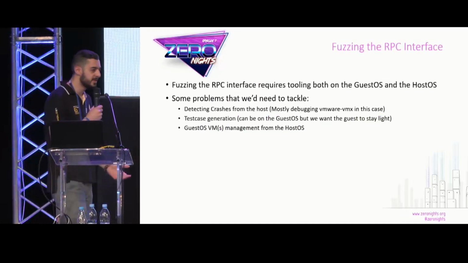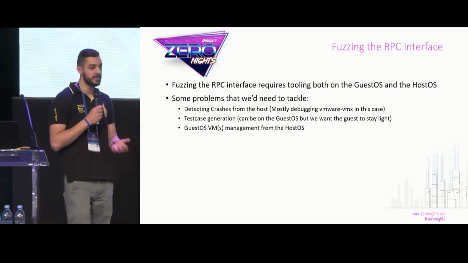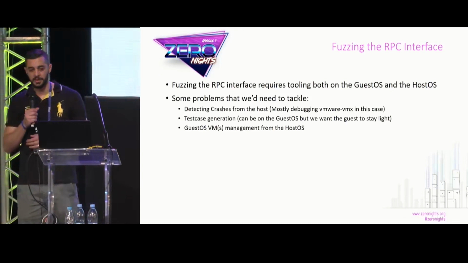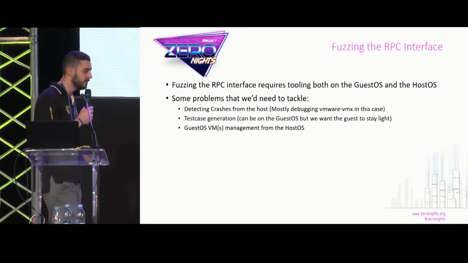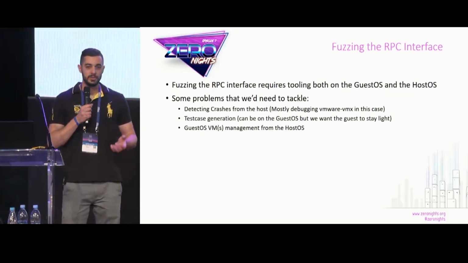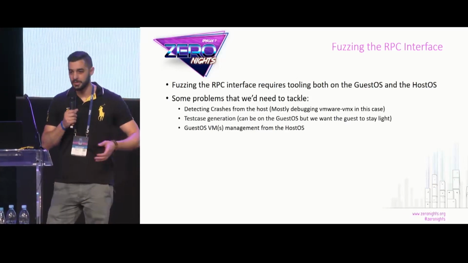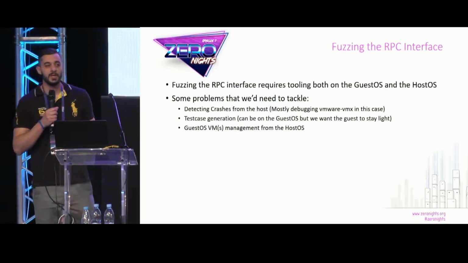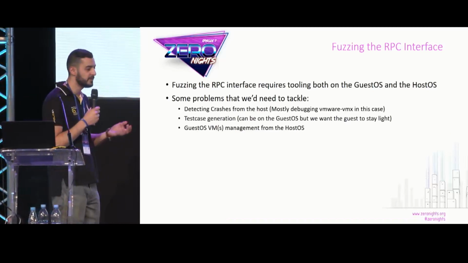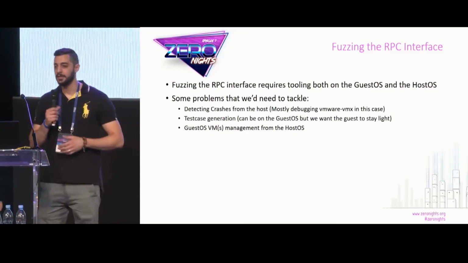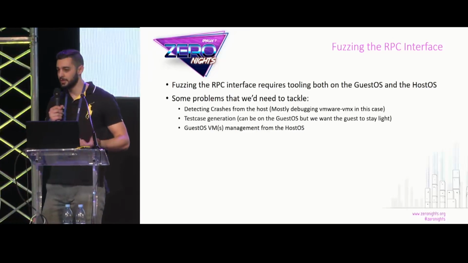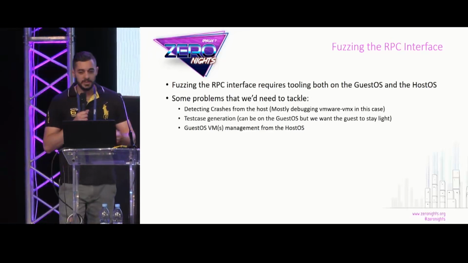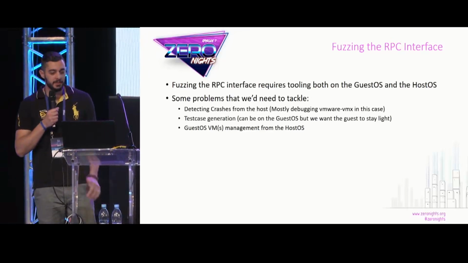First, we should understand that writing a fuzzer for the RPC interface in VMware is not an easy task. It requires a lot of tooling. And by a lot of tooling, I mean you need to figure out which code has to run on the guest, which code has to run on the host, and all that kind of stuff. There are also some problems we should tackle, like monitoring and test case generation, and how we would manage all the VMs, which is something we can do easily with built-in tools in VMware.